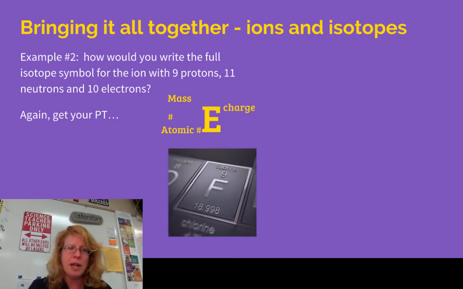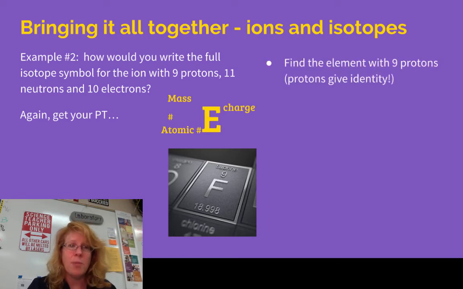So get your periodic table out. I started with that. Why did I pick fluorine? Because fluorine has 9 protons. Its atomic number is 9. And that's the key. If you can remember that piece, start there. So 9 protons means it has to be fluorine.